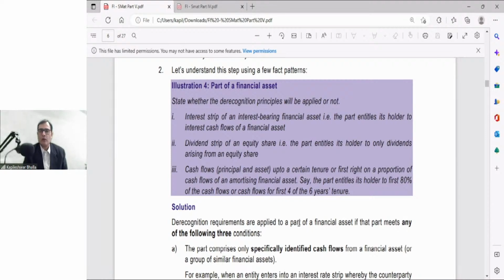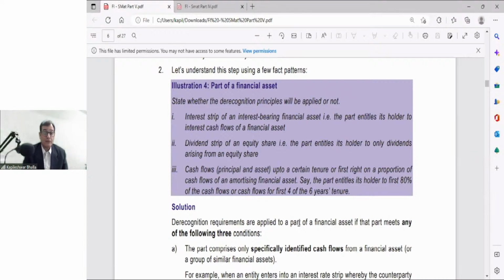Interest strip of an interest-bearing financial asset, the part entitles the holder to interest cash flows only. Can we derecognize a part of the asset? Yes. You've transferred only the interest portion, one component, whether it is full or partial, doesn't make a difference. The dividend strip of an equity share, that is a part entitles the holder to only dividends. Yes. For a debt instrument, you transfer the interest flow. For an equity instrument, you transfer the dividend flow. It's a case of part derecognition.